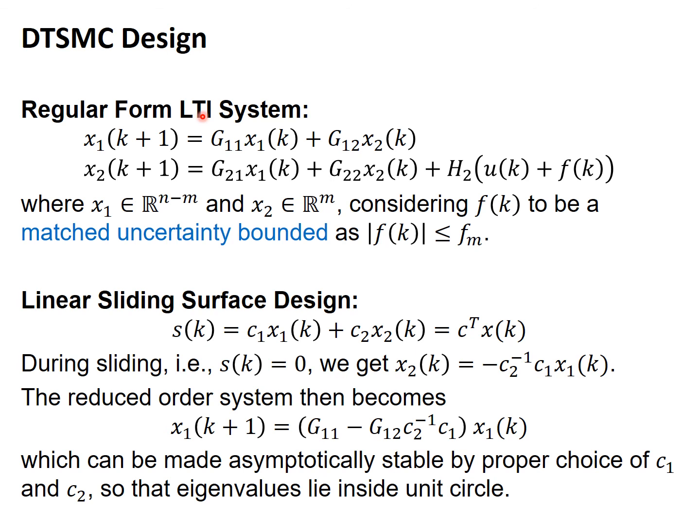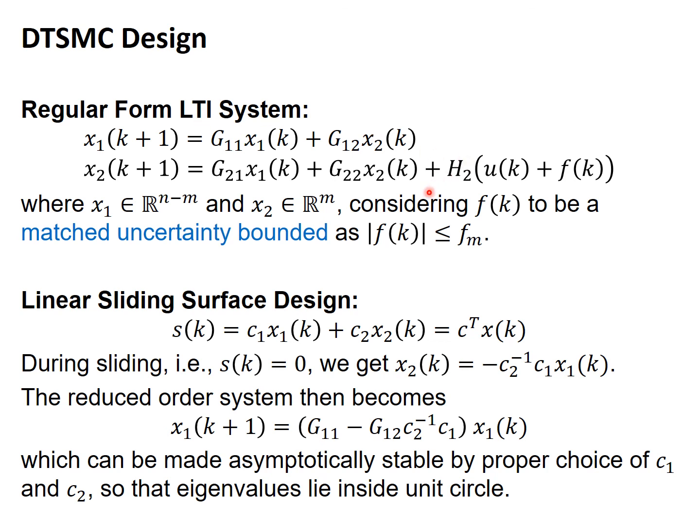But if you do a shift operator discretization, then your matched uncertainty will remain matched in the discrete time formulation also. So I suggest you do a shift operator discretization and then obtain the G and H from the shift operator discretization.